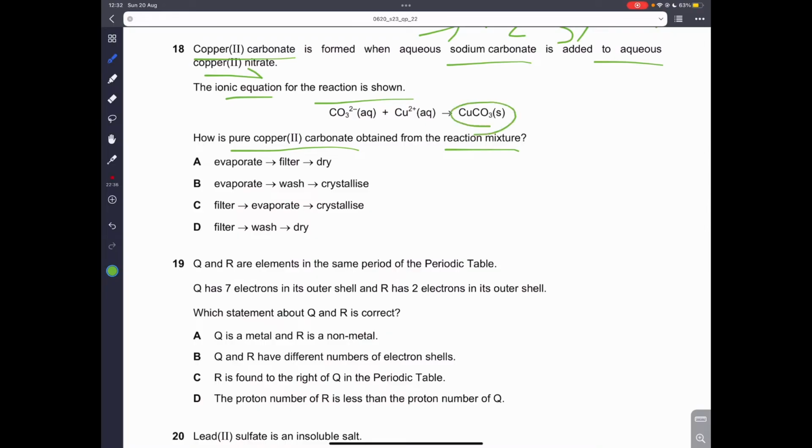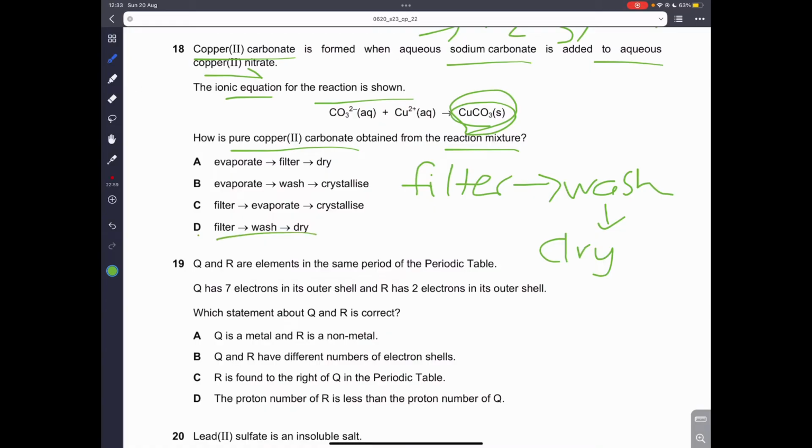So this is going to be a solid mixture. A solid mixture means you have to filter them out. So filtering is the first step. And then what you do next is you wash these solid materials to get rid of impurities. And then you dry it with sheets of filter paper or inside an oven. So D is the correct answer.